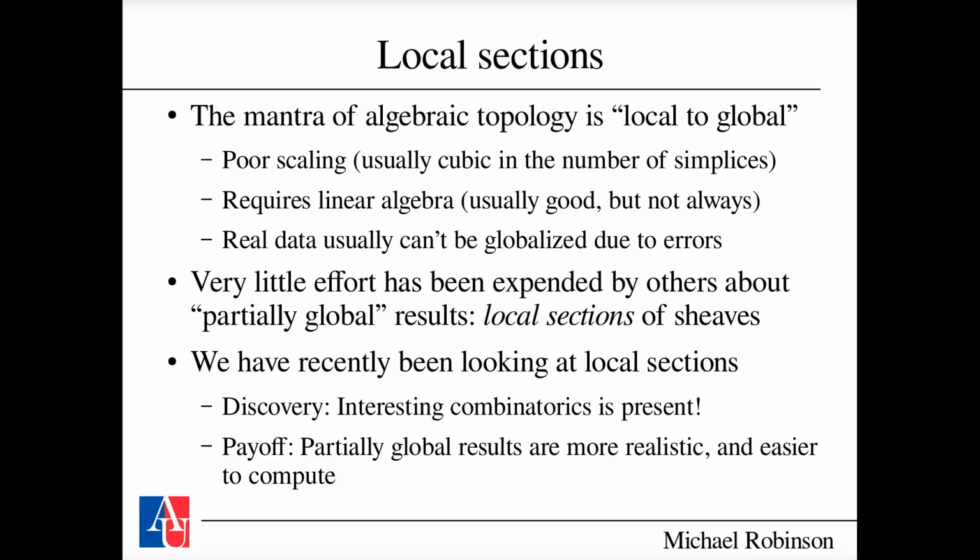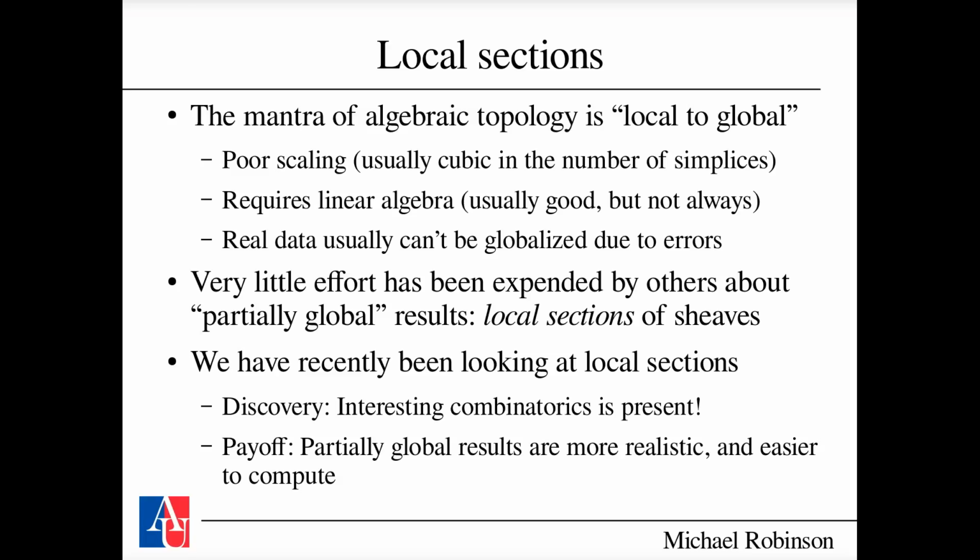And indeed, if you're dealing with COGs, they're kind of more semantic. And the real data usually can't be globalized if you try to do a local to global transformation, due to errors. So maybe that's not such a good idea. On the other hand, very little effort has been expended by researchers in this field on partially global results, sort of local sections, and various kinds of locality. We've been looking at them recently.